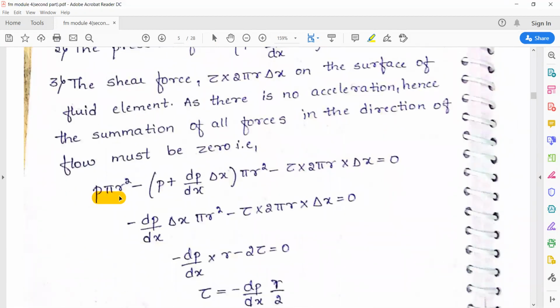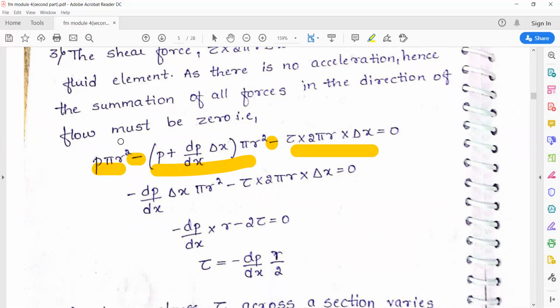P into pi r square is the pressure force acting at one end of the fluid element, and at the other end, P plus dP by dx into delta x into pi r square acts in the opposite direction. That's why it is considered with a negative sign. Even the shear force is acting in the opposite direction, so this is also negative: tau into 2 pi r into delta x, where 2 pi r into delta x is the surface area. Summation of forces is equal to 0.